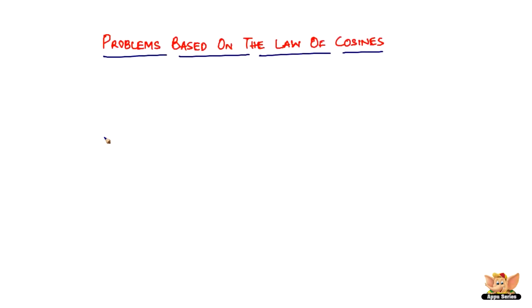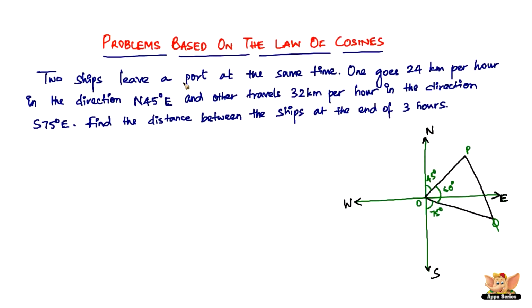In this video, let us continue to solve problems based on the law of cosines. Alright, so here we've got the problem. It says two ships leave a port at the same time. One goes 24 kilometers per hour in the direction north 45 degrees east. That is this one. And the other travels 32 kilometers per hour in the direction of south 75 degrees east.